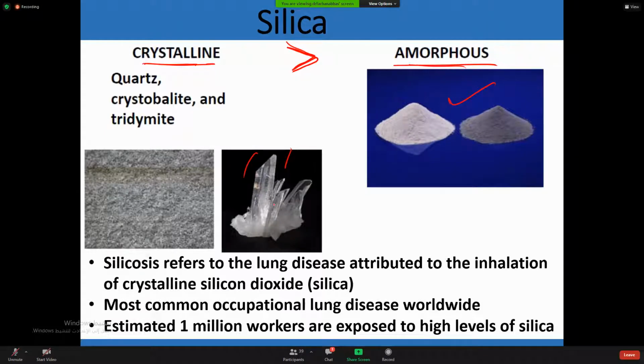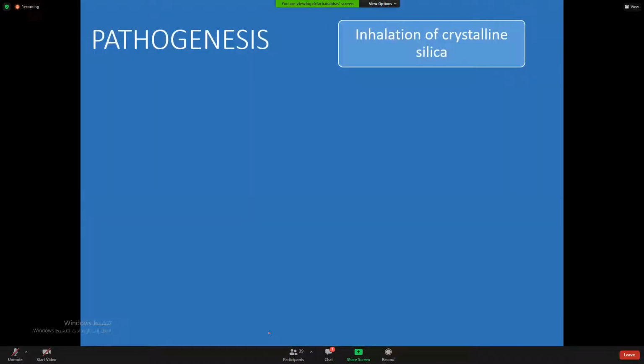It can combine with the coal, and it forms the quartz. It can come in the form of cristobalite or tridymite as well. And remember that the crystalline form, which is more toxic or more pathogenic, is basically silicon dioxide, which we call silica. One of the most common occupational lung diseases is silicosis. It is estimated that about 1 million workers are exposed to high levels of silica.